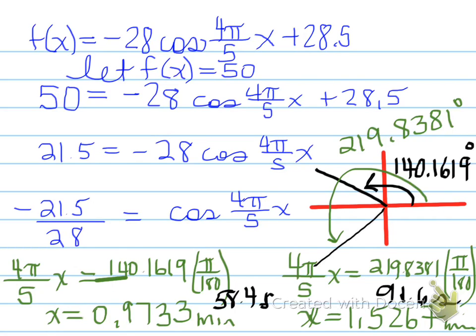Radian form will give us the values of, if we look over here, 140.1619 times pi over 180 gives you this value. And 219.8381 times pi over 180 will give you this value. Now, this is in minutes. You may be asked to find it in seconds. So it starts at 58.4 seconds, and then it stops at 91.6 seconds. So we're talking about a 30-second view of Niagara Falls.